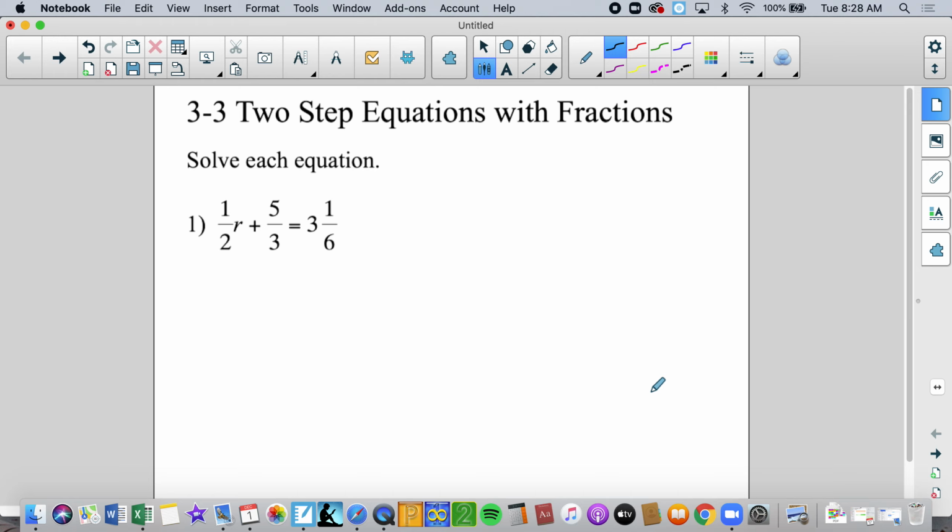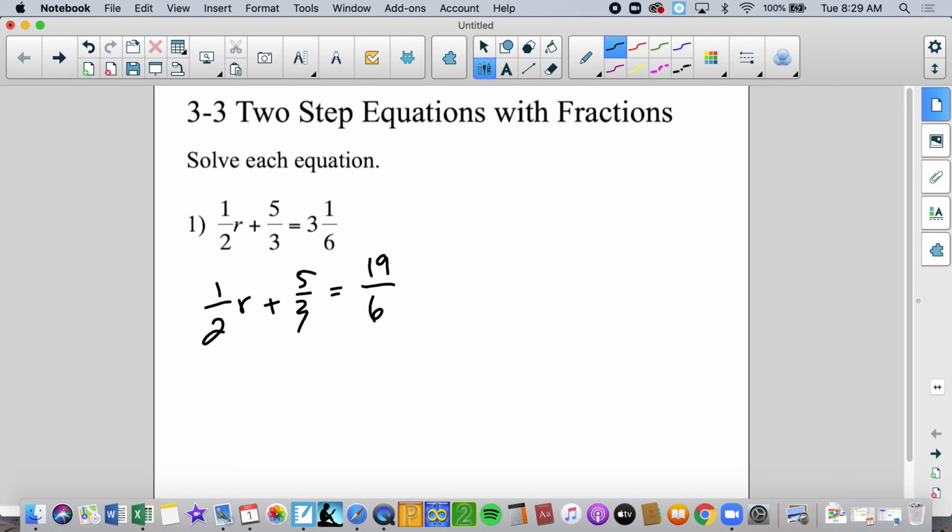So we could do this problem in two ways. You can do it where your first step should always be to convert your mixed numbers into improper fractions, and you're going to do that in each of the steps that we show, and then you could subtract 5/3 and then multiply by the reciprocal. In high school, they want you to get rid of the fractions.